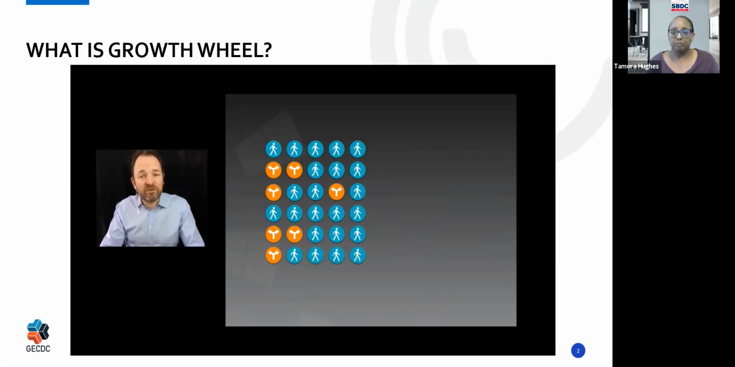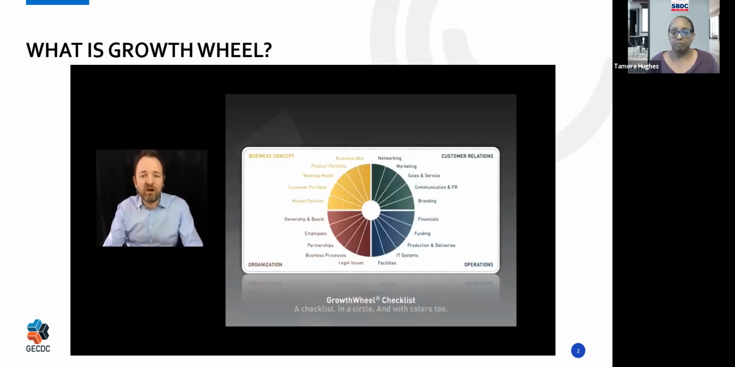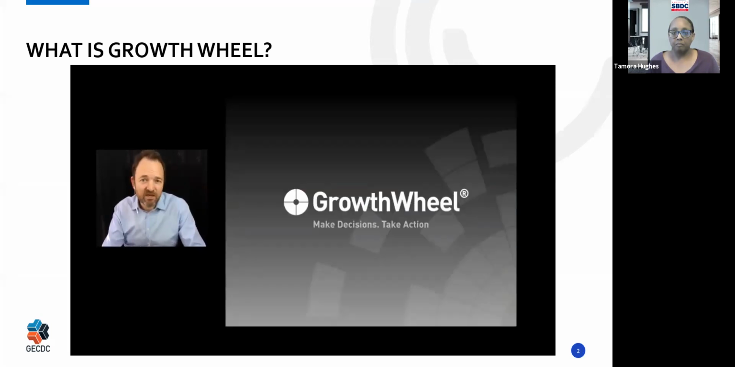So the first task is to figure out how we prioritize and find out the few things that we focus on. That's where a checklist comes in handy, so we can figure that out while having a 360 perspective on the business and have a structure and a language to have this conversation with people around us. So that is a quick introduction to Growth Wheel and how it can help you make decisions and take action.